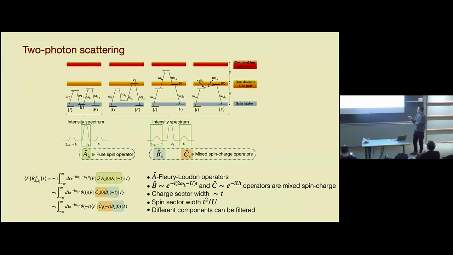Now, assuming that the charge sector width is of the order of Hubbard T, and the spin sector is of the order of T squared over U, if we detune the laser sufficiently from the upper Hubbard band, we can always filter the components of the scattered field which correspond to either evolution purely within the spin sector or within mixed spin-charge sectors. So I will be using this fact in the following.